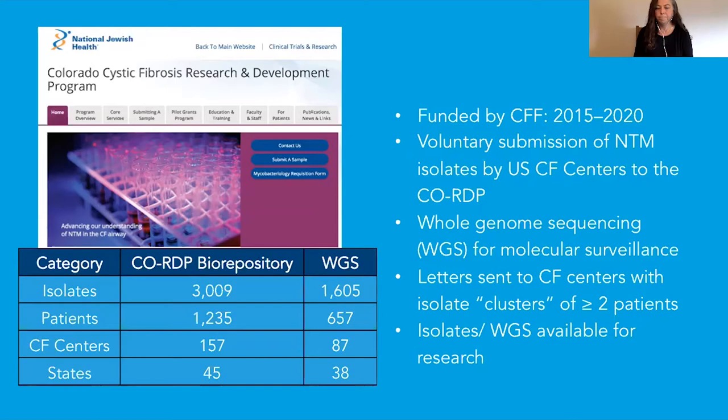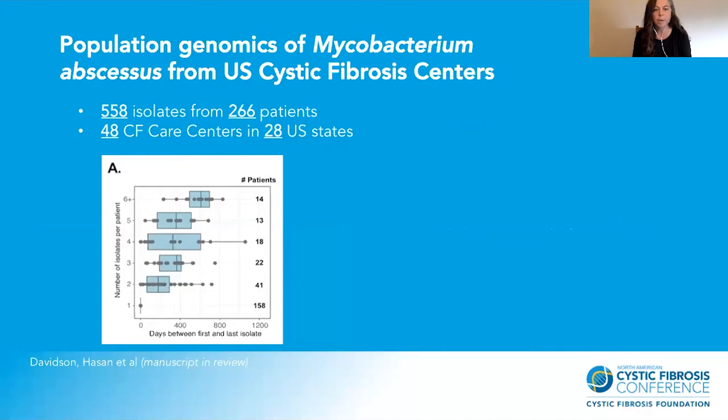So from this data set, I'm going to tell you a story about the population genomics of M. abscessus from US CF centers. And in this data set, we analyzed 558 isolates from 266 patients from 48 CF care centers across 28 states. And in this first figure, I'm just describing the data set for you and showing you the number of isolates per patient on the y-axis compared to days between the first and last isolate. So for the majority of the patients, 158, we had only one isolate. However, the rest of the patients, we had multiple isolates, spanning up to over 3 years.